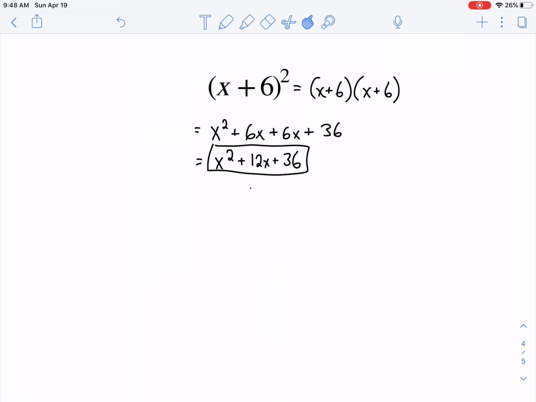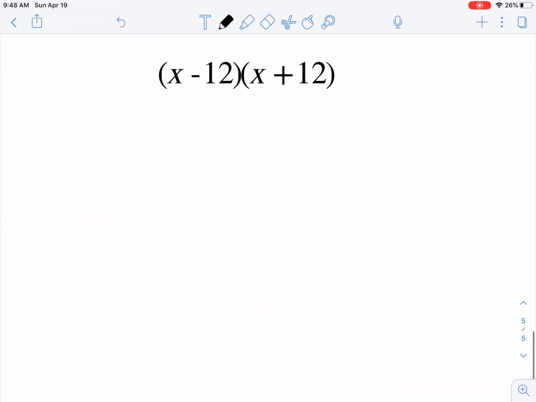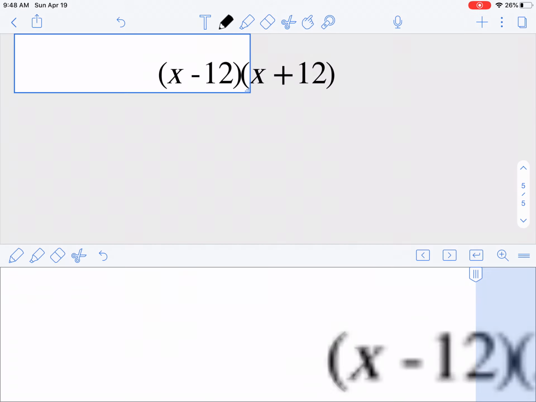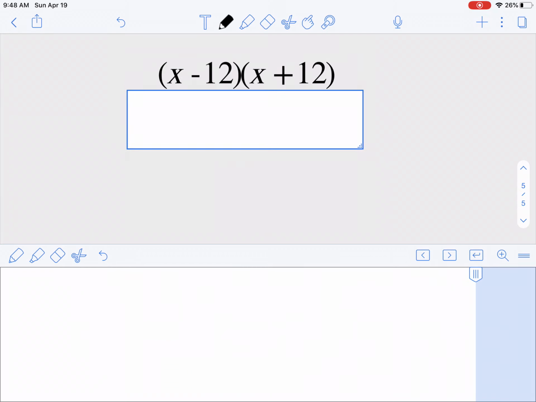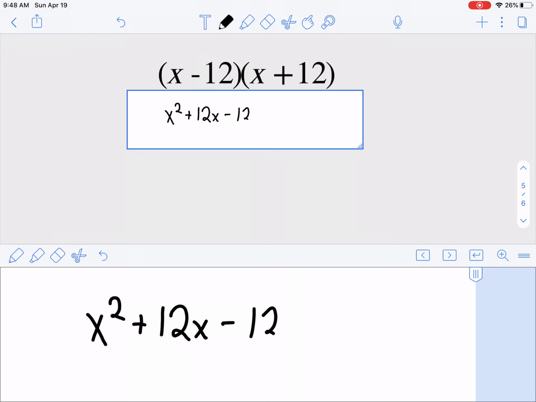So one last example I've got for you, something that looks like this. X minus 12 times x plus 12. And again, we're just going to use the FOIL method or distributive property on this. I just want to show one example like this, because when I start multiplying things out here, multiply the first terms, x times x is x squared, and then outside 12 times x is 12x, and then the inside negative 12 times x is negative 12x, and then the last terms, negative 12 times 12 is negative 144.